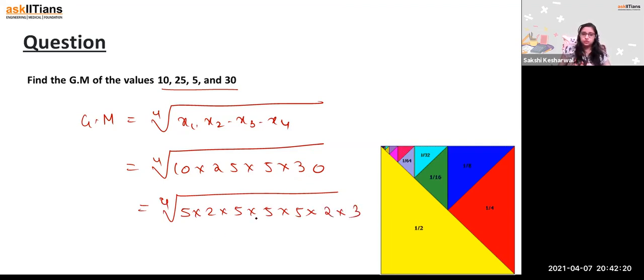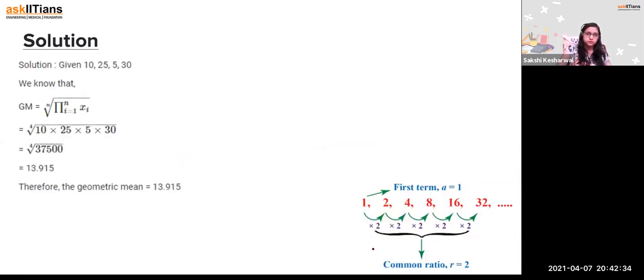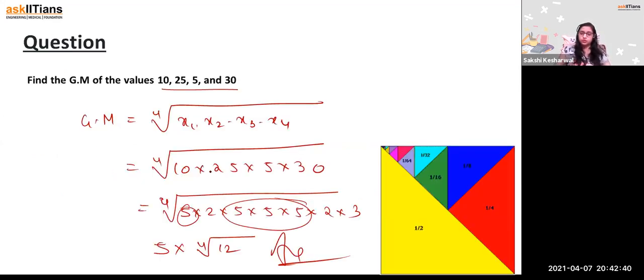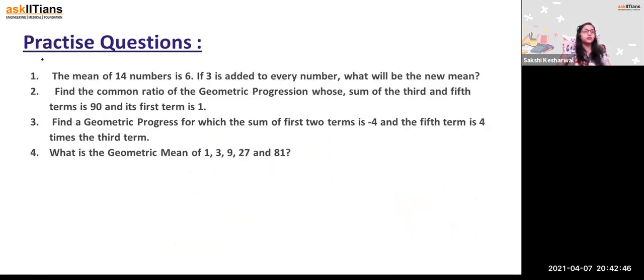So 2 into 3, so you see that 5 has got 4 pairs, right? So taking this 5 outside, inside it will be the fourth root of 12. This is your answer. I didn't multiply that to the fourth root of 12, so you don't have the value of the fourth root of 12. So there you use the calculator and get the answer, that's 13.39. So here are some practice questions.